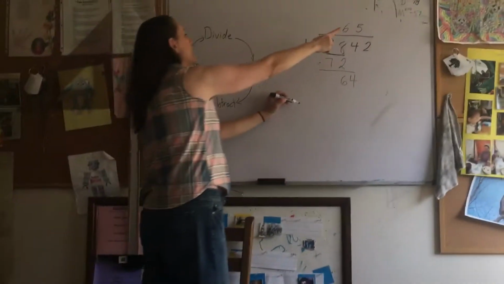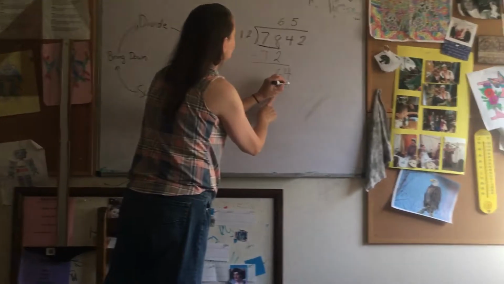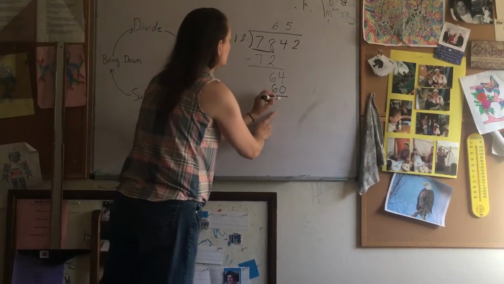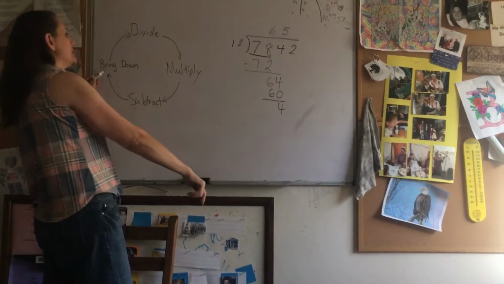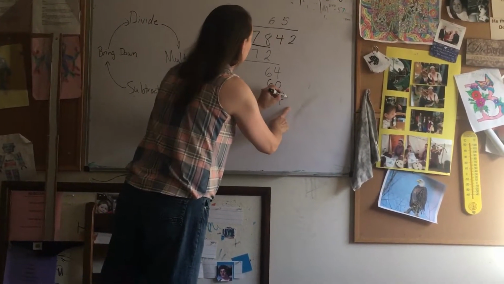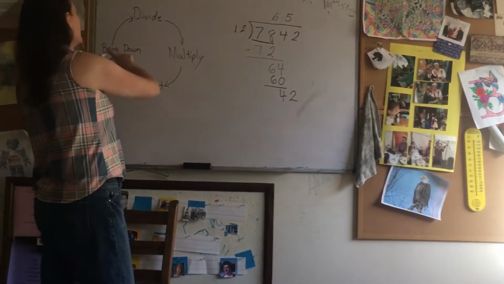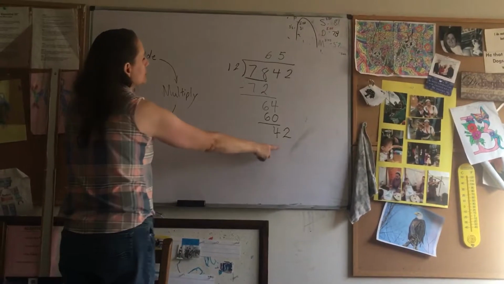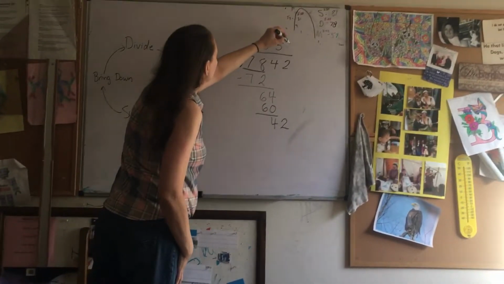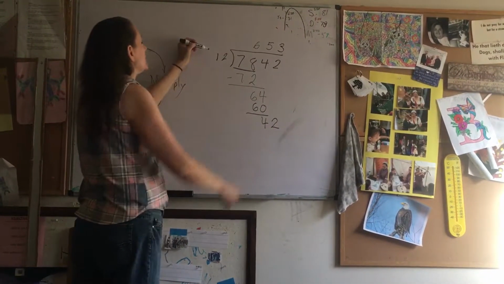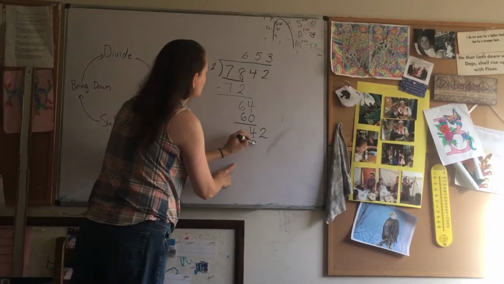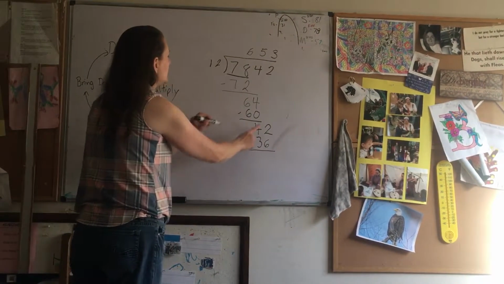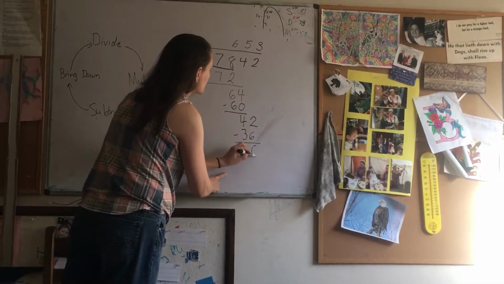Then we multiply. 5 times 12 is 60. We subtract. 64 minus 60 is 4. We bring down the 2. Back up to divide. How many times does 12 go into 42? It will go in 3 times. 3 times 12 is 36. 42 minus 36 is 6.